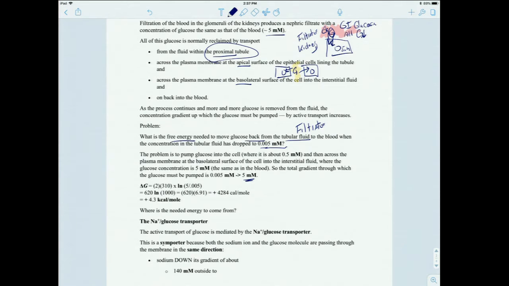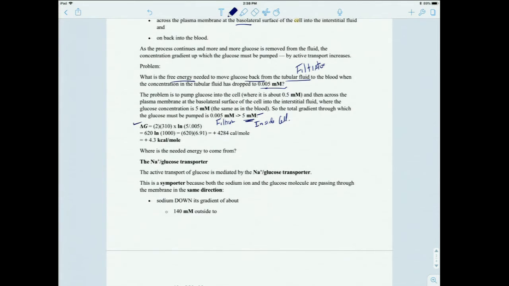So here's my concentration gradient. So the filtrate is this concentration, and inside the cell is this concentration. That's quite a concentration gradient. But we can take our handy-dandy formula and plug it in. So we just apply it, and what you find out is, note this is a positive, which means that it is going to take 4.3 kilocalories per mole to move glucose against the concentration gradient if the concentration gradient is 5 millimolar versus 0.005 millimolar if I'm moving it in that direction.